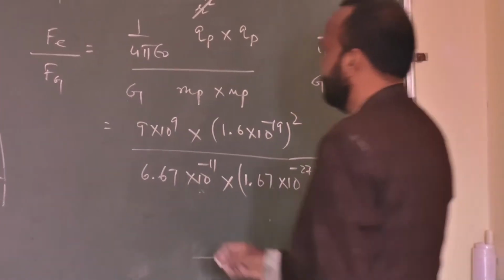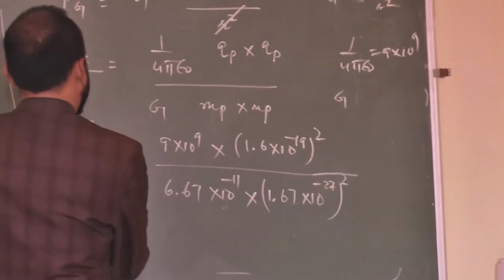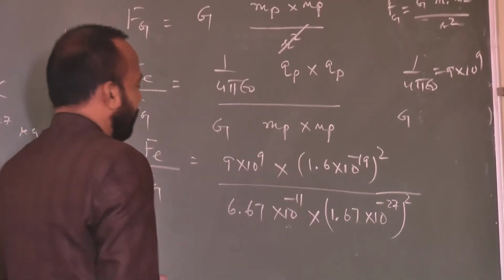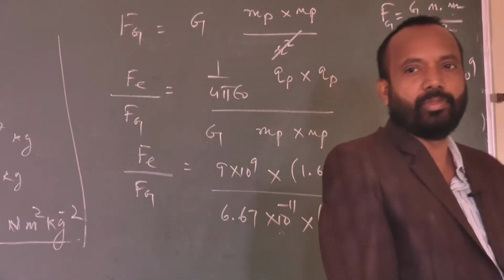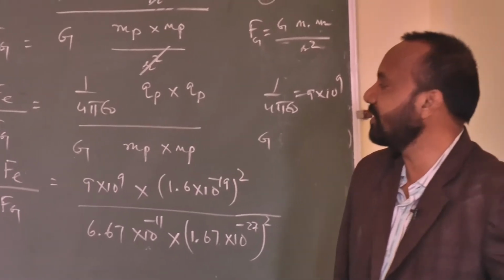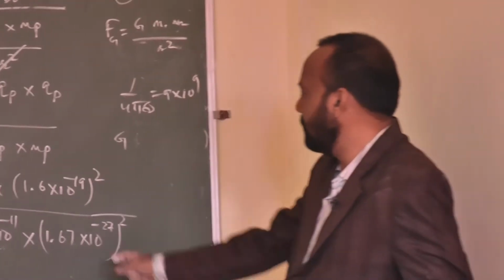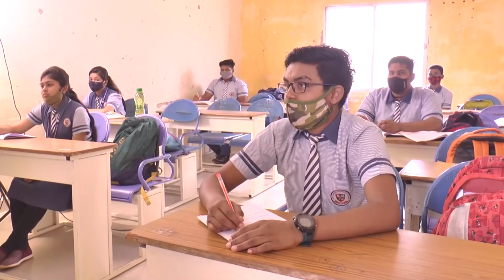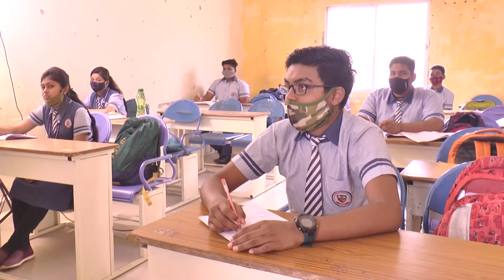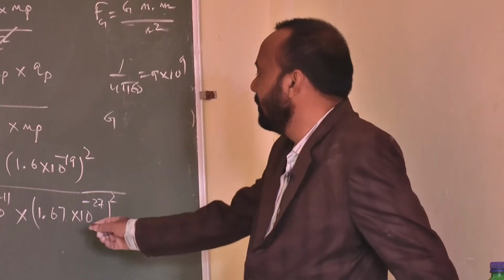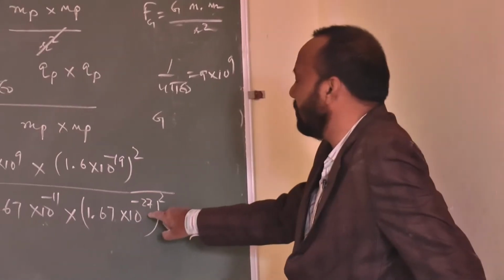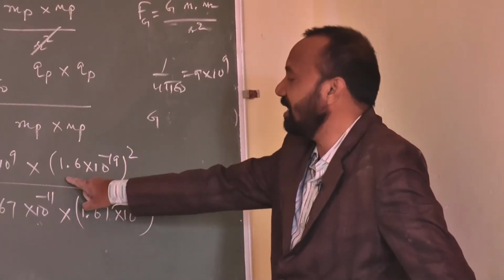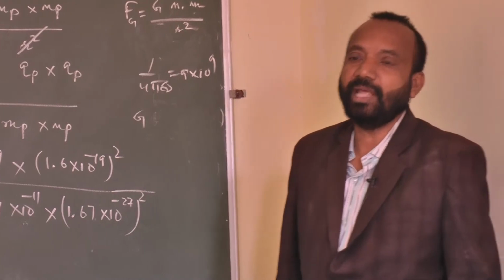If you calculate Fe by Fg, what will become? The two protons are there, that's why 1.67 into 10 to the power minus 27 whole square is there. For two protons the mass remains the same, and the charge remains the same, 1.6 into 10 to the power minus 19 whole square.